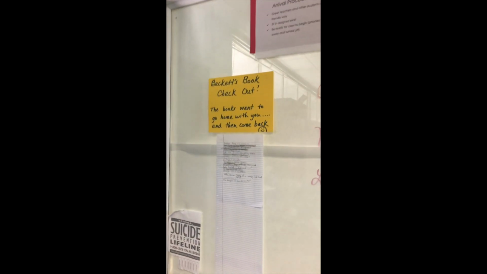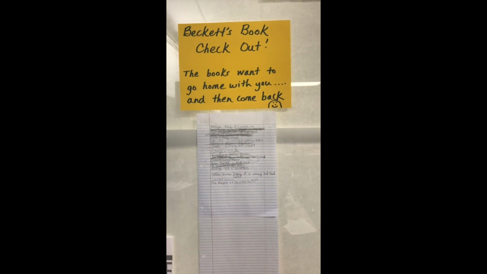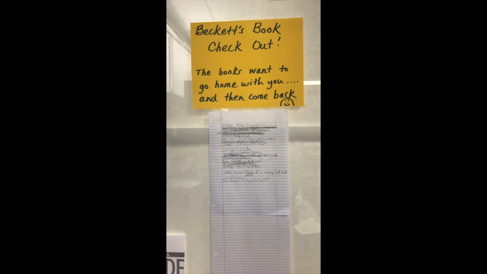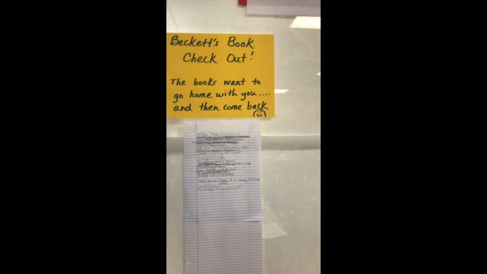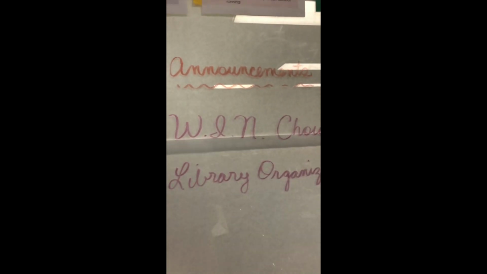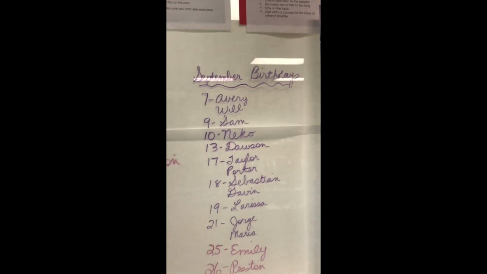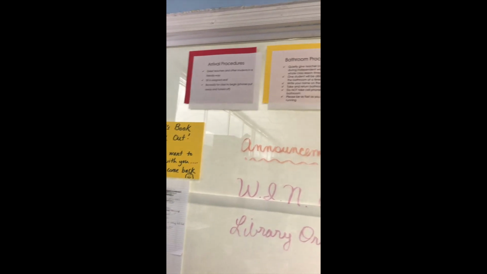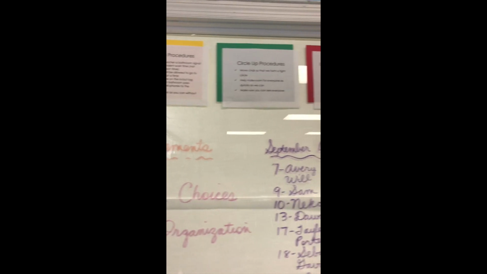The tour of the classroom begins with Miss Beckett's book checkout. There are books placed around the room, organized by genre, and then organized on the bookshelves by the first letter of the author's last name. We then have the announcements for the day, everybody's birthday of the month, and then above we have every procedure that we have gone over in the beginning of the year.